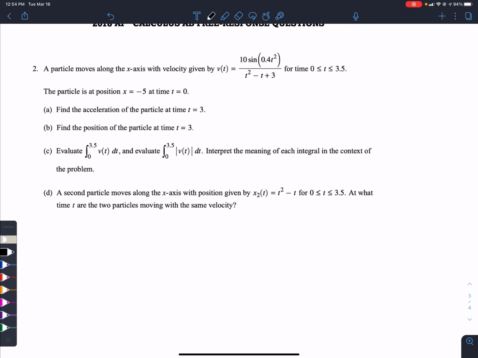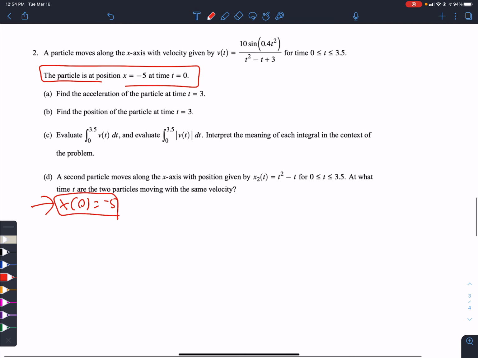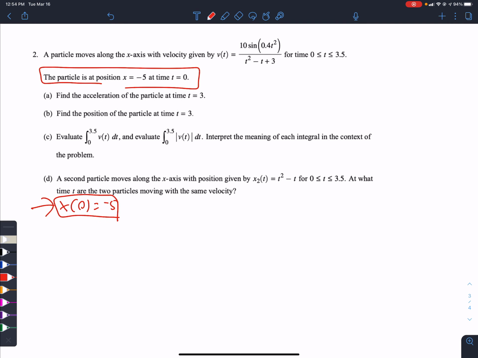I'm going to quit, and let's get some basic information here. So we know that x sub 0 is negative 5. I'm going to move it down below. x sub 0 is negative 5. So I just took this and transferred it here. Wow, this one's pretty easy. I like this question.